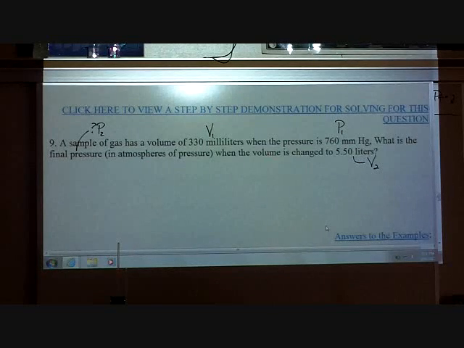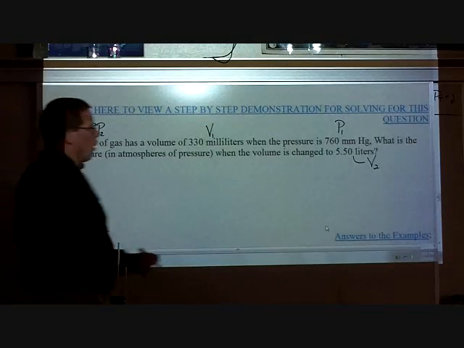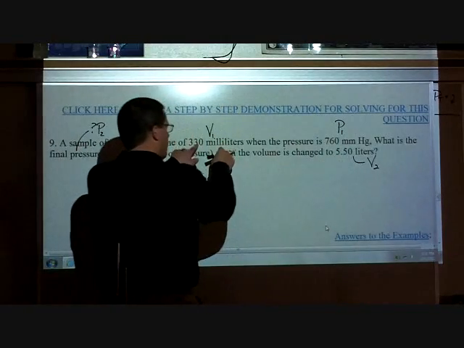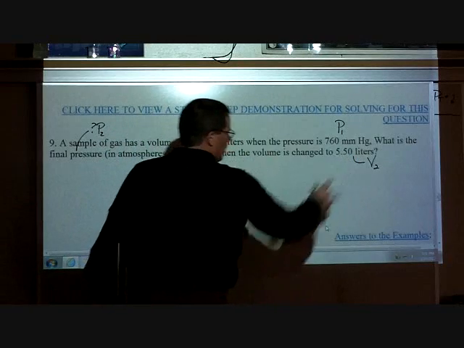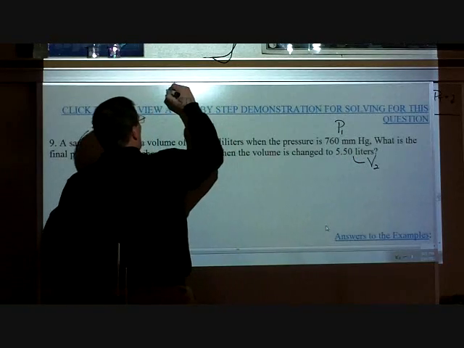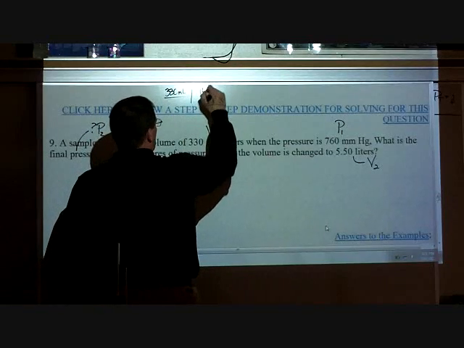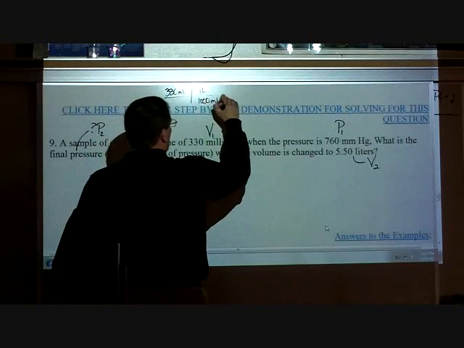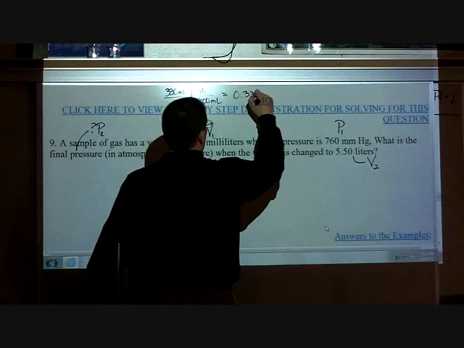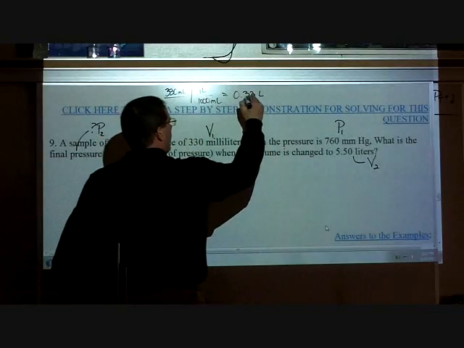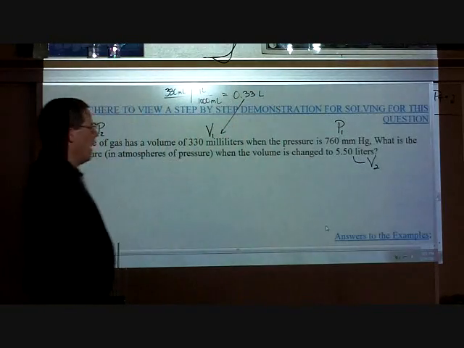For your volume, do you want it in liters or milliliters? Liters, and it doesn't matter, just as long as you convert both. So if you're going to leave it in liters, make sure you convert that. If you're going to leave it in milliliters, make sure you change that. So 330 milliliters, and you don't have to show this, but be sure you can do it correctly. It should be 0.33 liters. Okay, so that's our new volume.